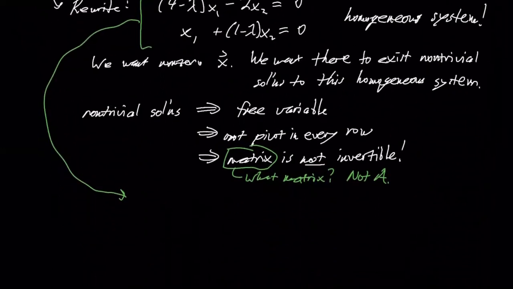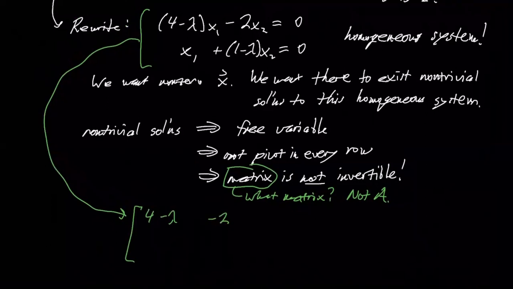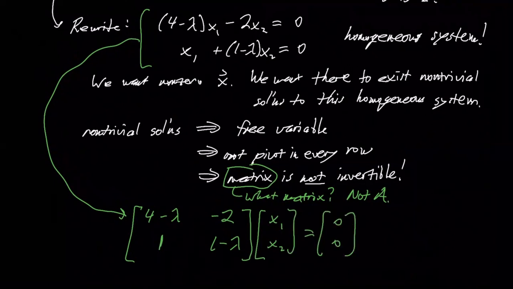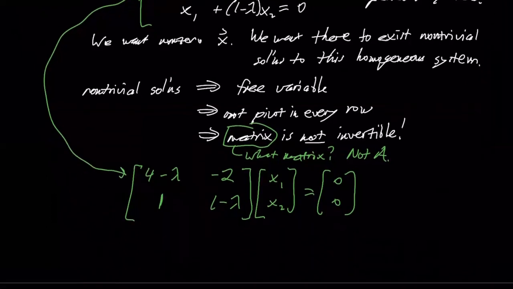In fact, if we look at this system and rewrite it as maybe an augmented system or a matrix times vector, this is really 4 minus lambda, minus 2. Oh my God, I hope my 2's and my lambdas don't look too similar. I'll try to draw them carefully so they're not. That's a lambda. That's a 2. Okay. 1 minus lambda. Right, this is what we have when we rewrote this. And so we want this matrix to be non-invertible.